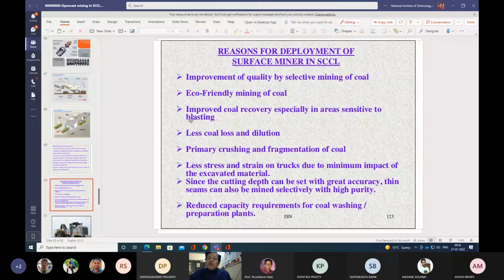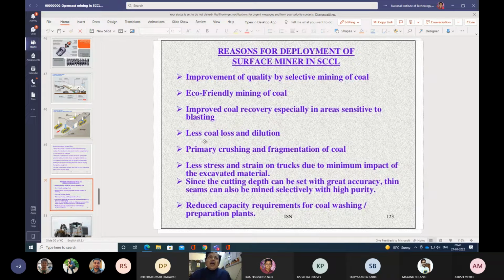As I have told earlier, if there are some villages, and you go for blasting, the ground will be shaken, structures will be damaged, houses will be damaged, so the villagers will not allow you to go for blasting. So in that case, this is the only method available to avoid blasting.